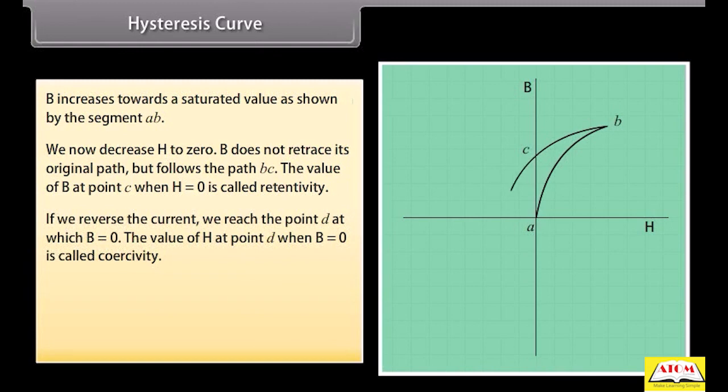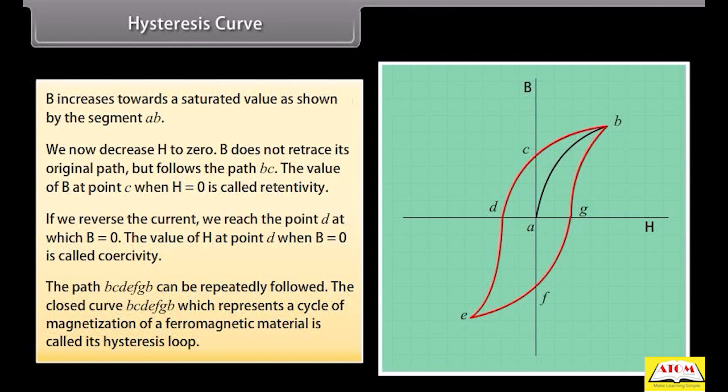If we reverse the current, we reach the point D at which B is equal to 0. The value of H at point D when B is equal to 0 is called coercivity. As we further increase the reversed current, B saturates in the opposite direction at point E and turning the current to 0 at point F. If we increase the current, B again gets saturated value at point B. The path BCDEFGB can be repeatedly followed. The closed curve BCDEFGB, which represents a cycle of magnetization of a ferromagnetic material, is called its hysteresis loop.